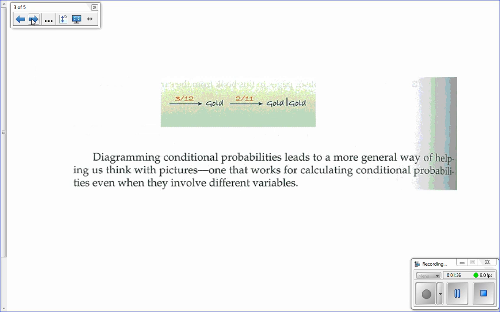Okay, so diagramming this, this is an example from the book about having gold, and it'll change if you just had a gold. First of all, you have one less to choose from, and there's one less gold to pick. Okay, so the probabilities are changing, so they're not independent of each other.